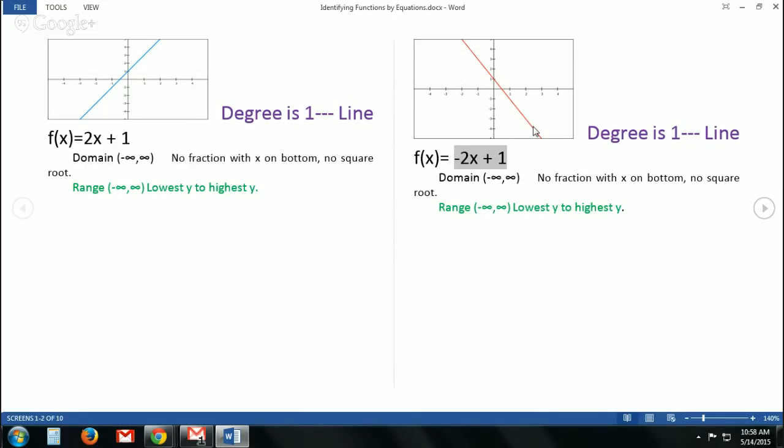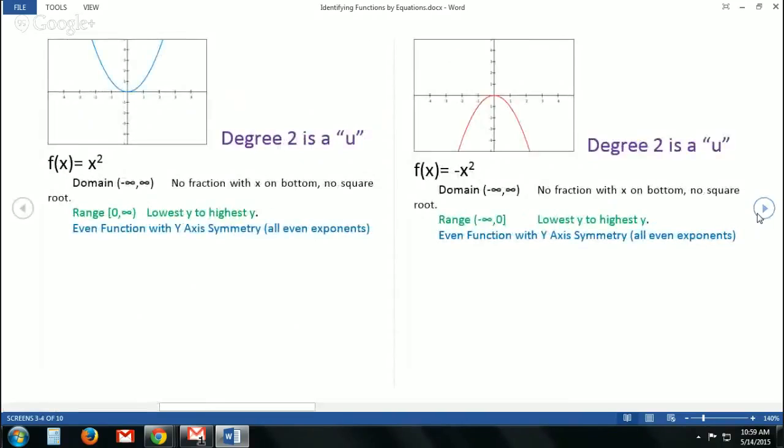The range of this one might be a surprise to you. When we write our interval notation, we always want the smaller thing on the left, the larger thing on the right. So now, even though it's the right-hand side of the picture that's heading off toward negative infinity, when we look for the lowest y is negative infinity. The highest y is positive infinity. So the range this time, lowest y to highest y, negative infinity to positive infinity. Remember that infinities always have parentheses with them.